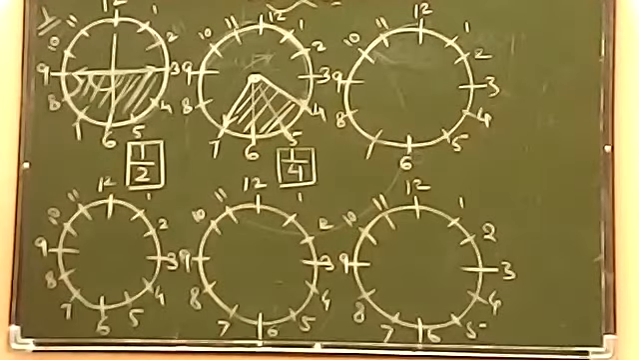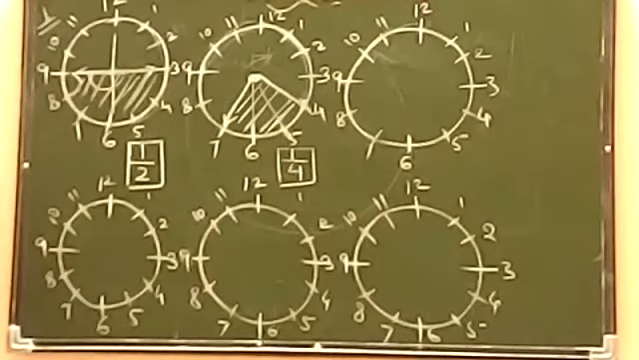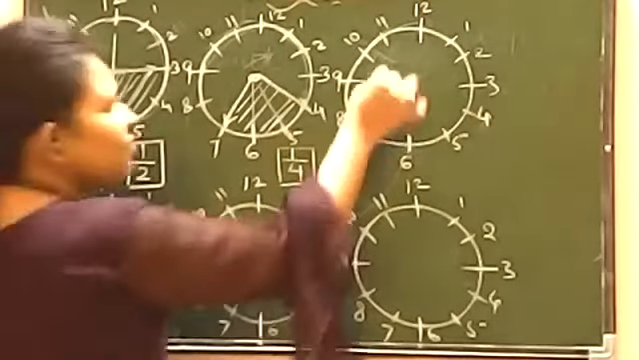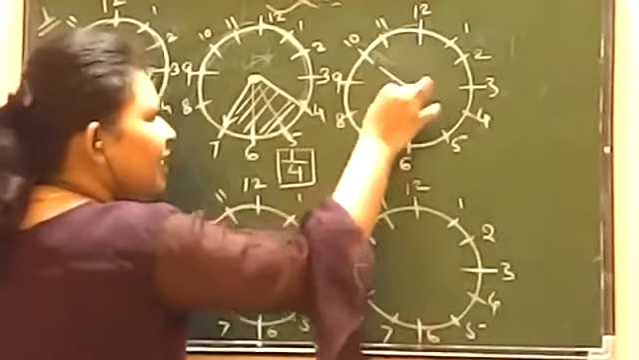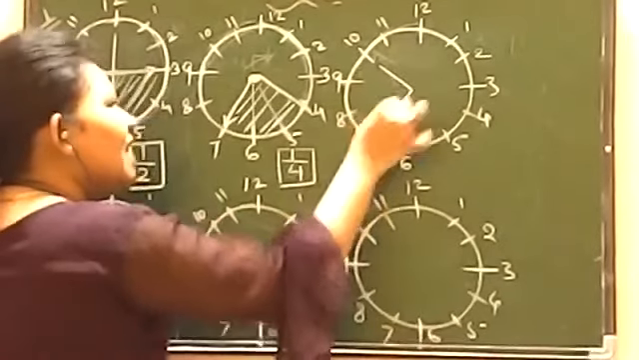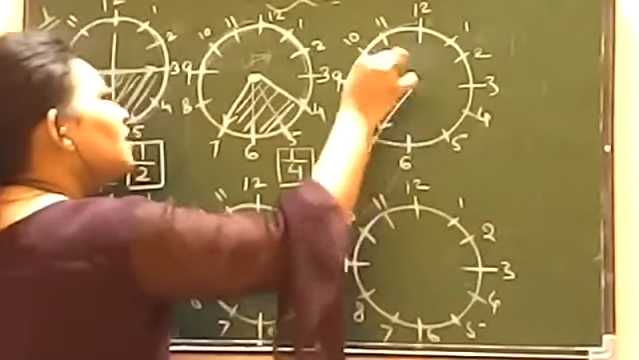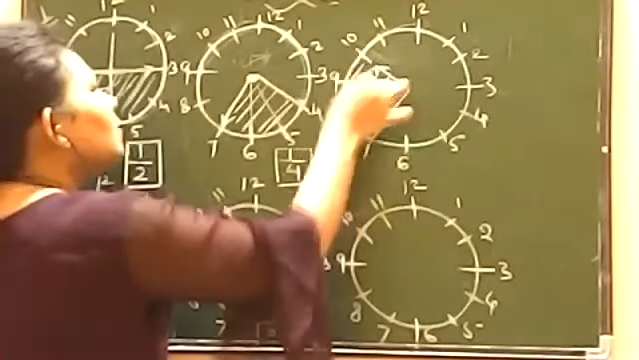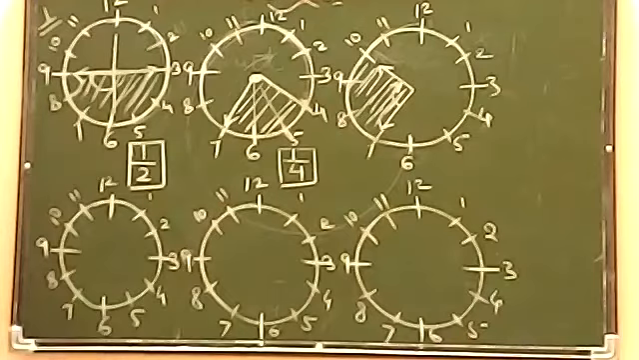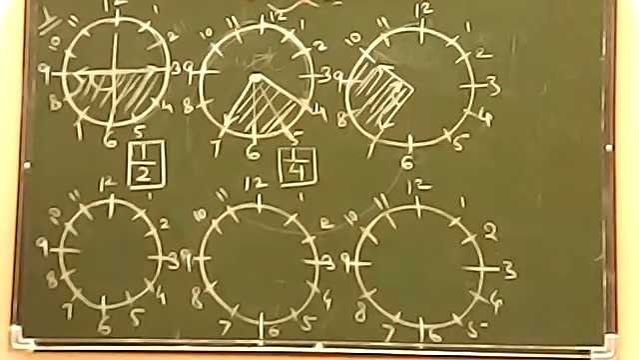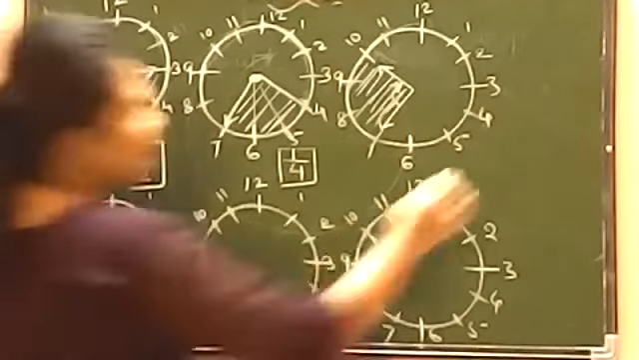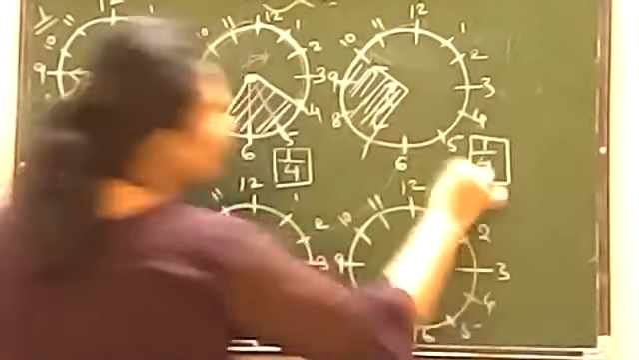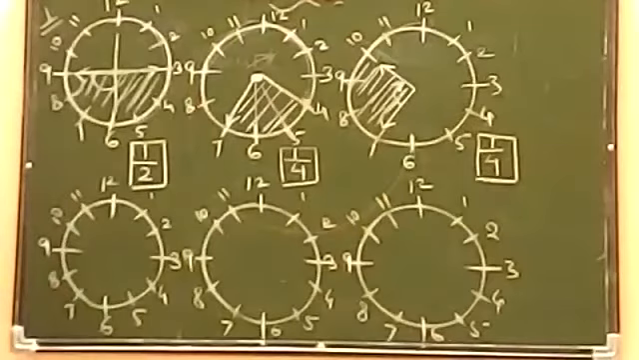This is 1/4. Now let's move on to the next one, 7 to 10. You start from 7 and go to 10. Can you tell me how much part is covered? Again 1/4, yes, absolutely right. It is again 1/4 only. Now this is also completed.